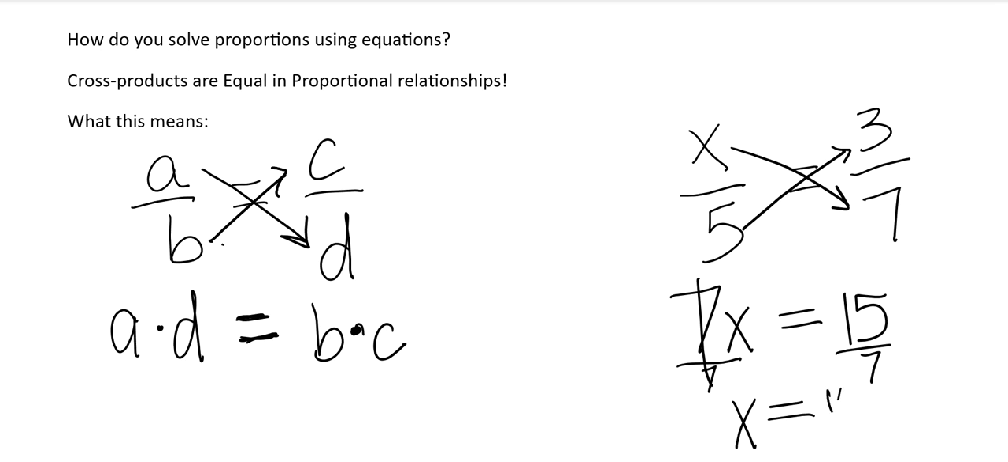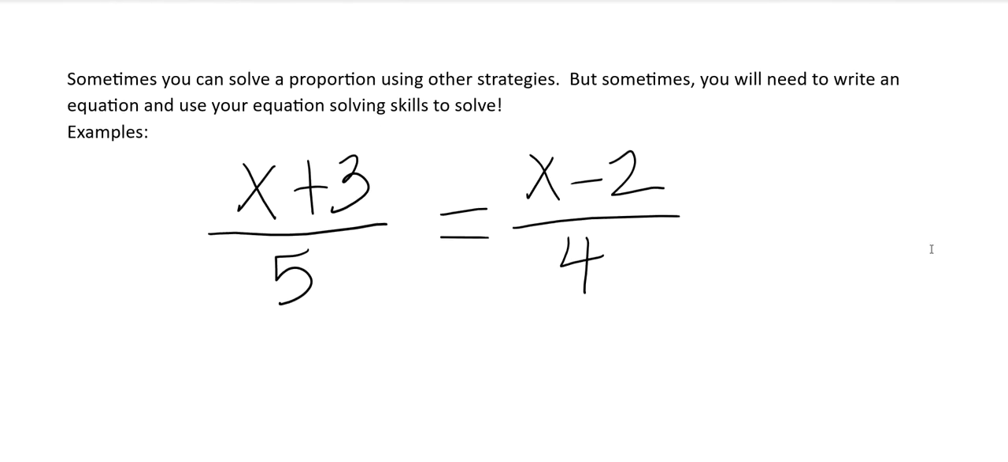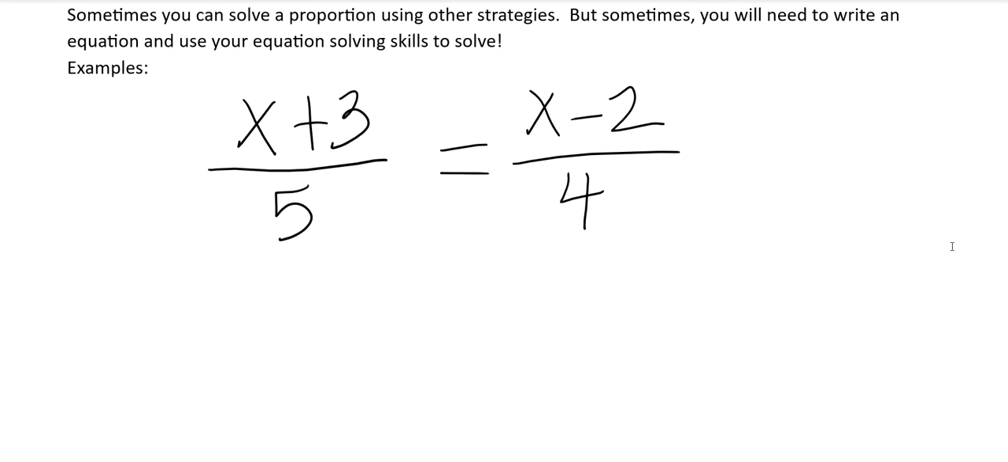And we can write that as 15 over 7 in simplest fraction form, or we can think of that as 2 and 1/7. Sometimes you can solve your proportions with other strategies, but oftentimes an equation is the best strategy to use.